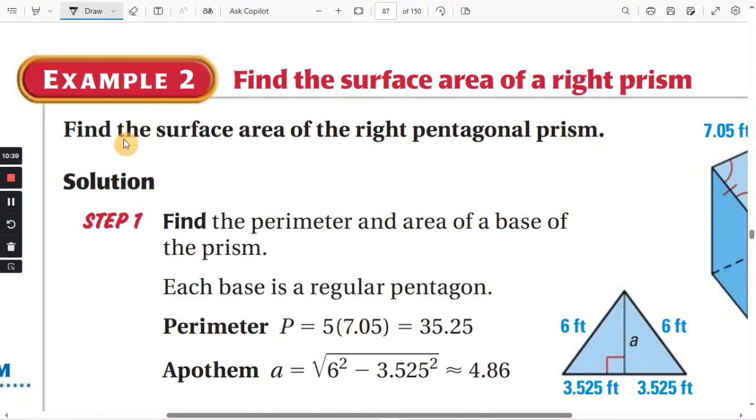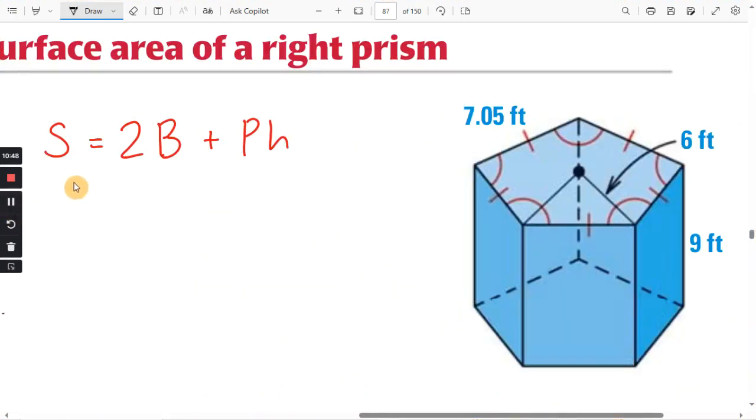Example 2, find the surface area of a right pentagonal prism. Let's take a look. All right, so we learned the surface area for a right prism. It's going to be 2B plus PH. Let's see, H is the height of the prism. We can see right here, this is the height connecting the two pentagons on the top and the bottom. So 9 is going to be your height, H.